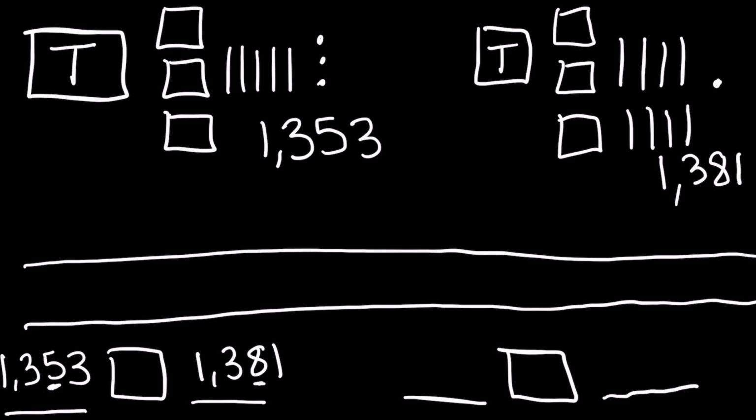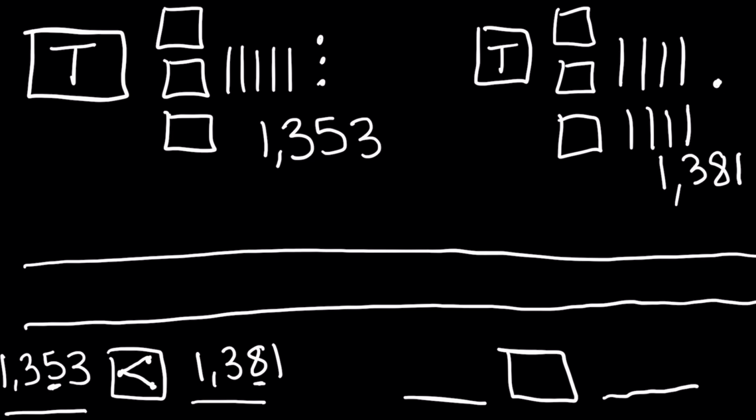I can see in the pictorial model that 8 rods is more than 5 rods. So I'm going to put 2 dots next to the number with the 80 because it's the larger number. And I'm going to put 1 dot next to the smaller number. And I'm going to connect those dots to make the less than symbol. Because 1,353 is less than 1,381.